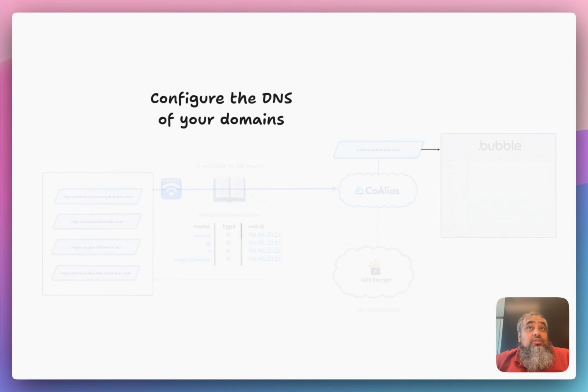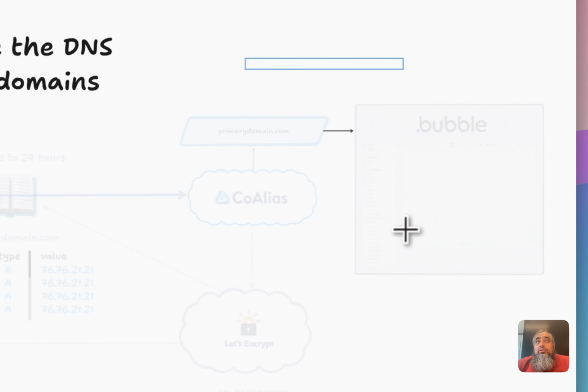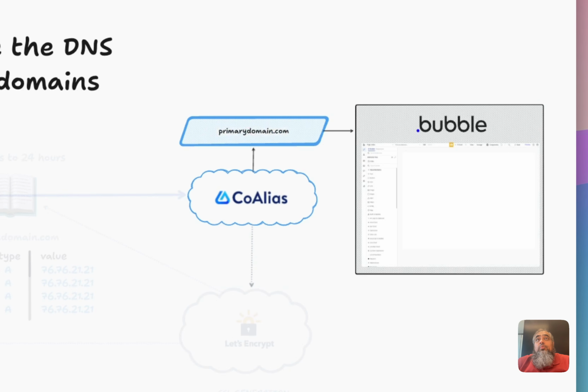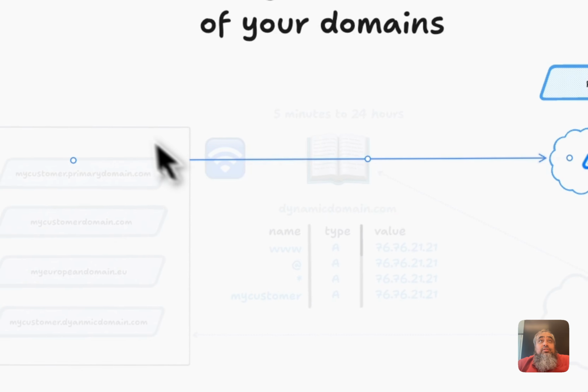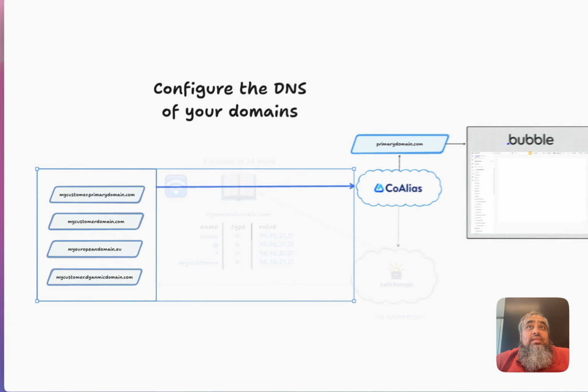When you add a domain to CoAlias, you need to configure it. But how does CoAlias work? Let's just refresh that a bit. If we look at CoAlias, what it does is when you have a domain, you attach that to a no-code app like Bubble, and then of course you can attach other domains to CoAlias. So that's basically the setup.